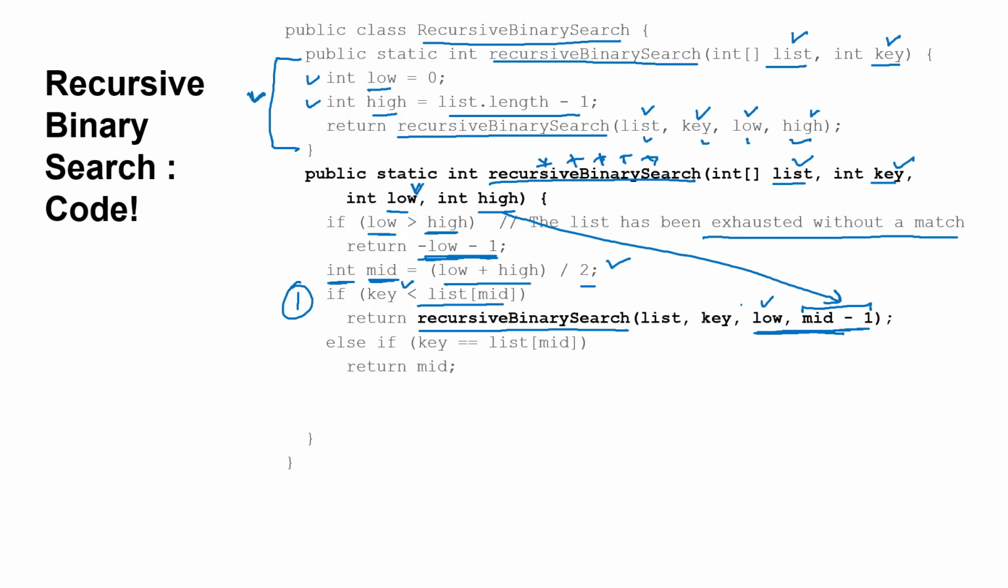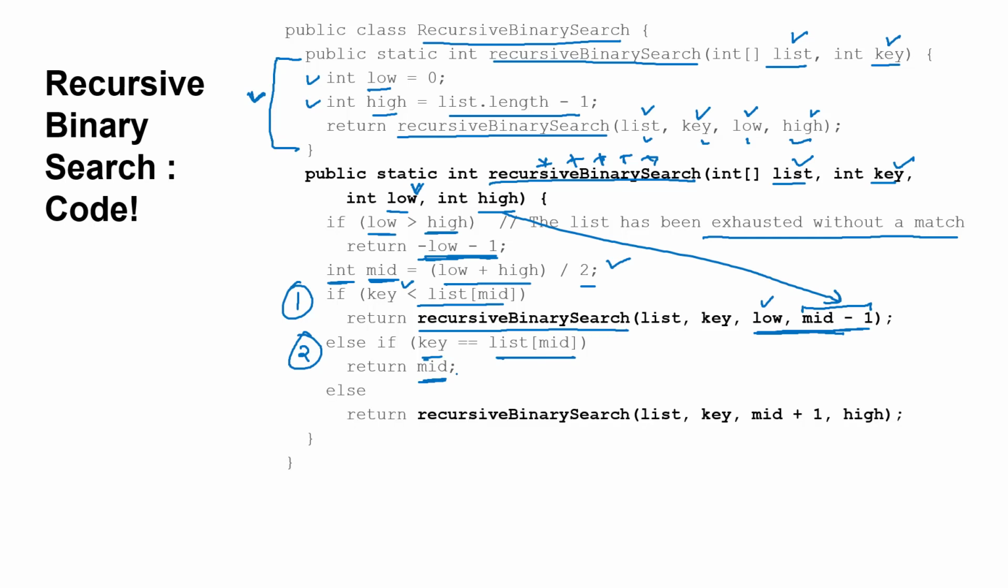How about the second case? The second case is the base case, where the key matches the mid element. If that's the case, we return mid as the position. The third case corresponds to the scenario where the key we are searching for is greater than the middle element. For that, we'll do recursive search on the same list, with the same key, but in the right subarray. How did we enforce that? The low has been updated to mid + 1, so now it takes us to the right subarray, and our high did not change.